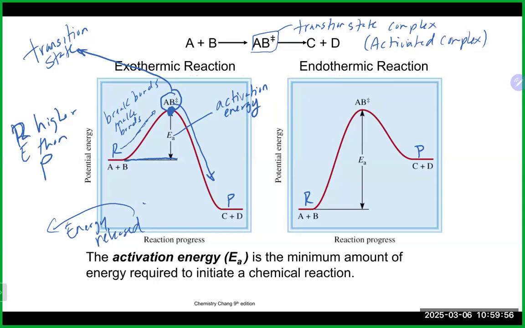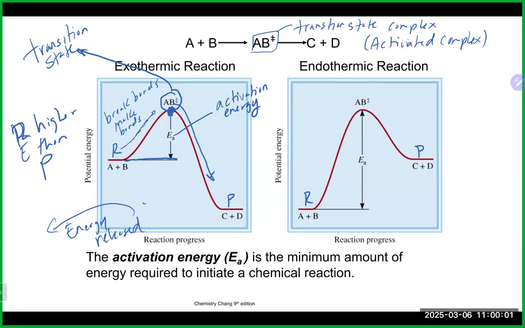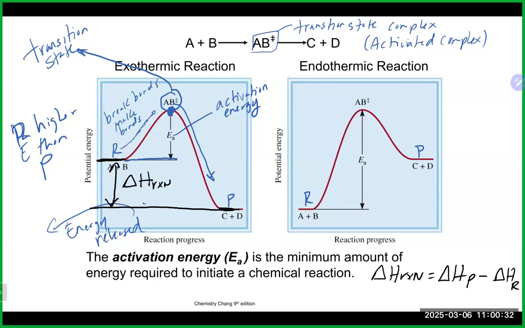By the way, if I take the difference between the energy of my reactants and the energy of my products, that is equal to what? Delta H, yeah? That's the change in enthalpy of a reaction. You could calculate the change in enthalpy, as you may remember, hopefully, by taking the delta H of your products minus the delta H of your reactants, right? Add up all your products and subtract all your reactants.